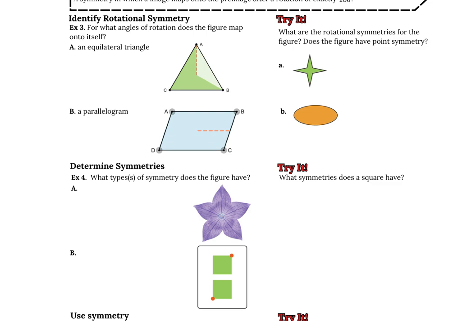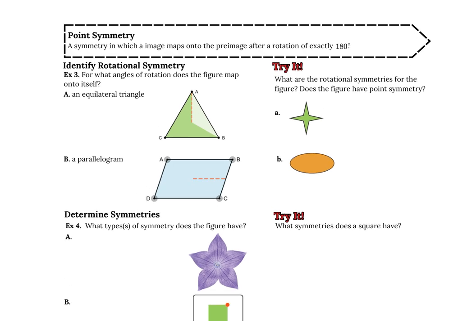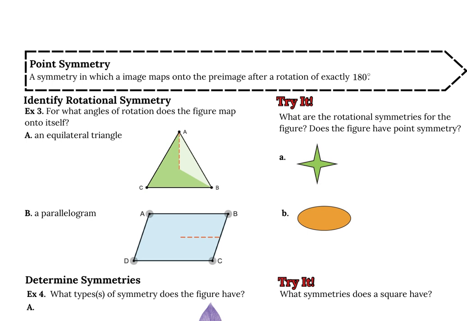Okay, next we're looking at point of symmetry. Okay, so a point of symmetry is a symmetry in which an image maps onto the pre-image after a rotation of exactly 180 degrees.